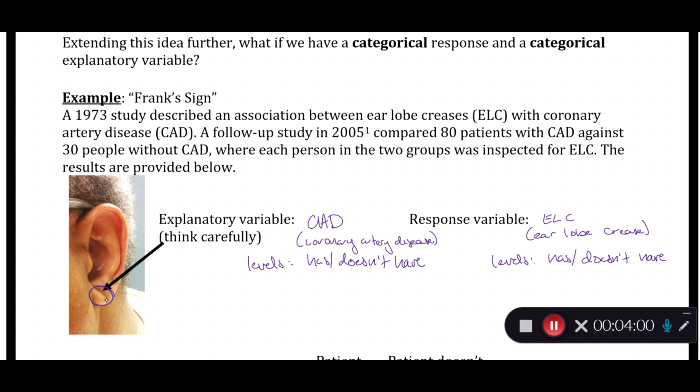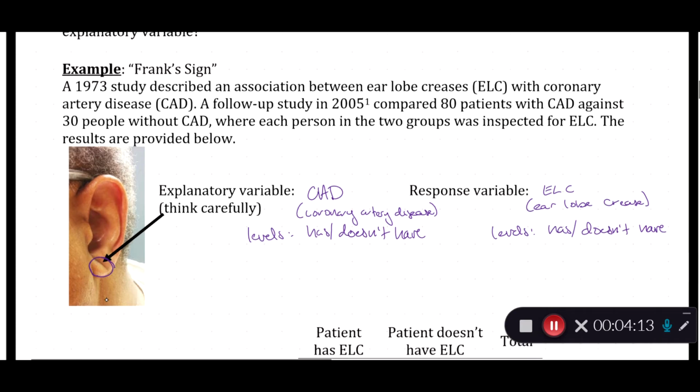All right, so these are our two variables. The response variable is earlobe crease. The levels are whether the patient has it or doesn't have it. The explanatory variable is coronary artery disease, and again, a patient may or may not have it.